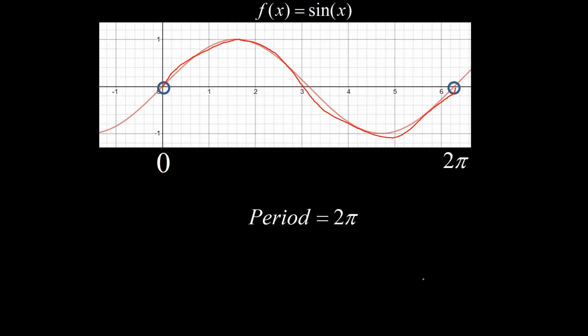Now, going forward here, I'm going to solely focus on the sine function. But I do want to make it clear that everything I'm about to say is exactly true for cosine. So sine and cosine, everything I'm about to say today, they're all the same. Sine has a period of 2 pi, and so does cosine. And period specifically means the length of the interval that gets repeated.